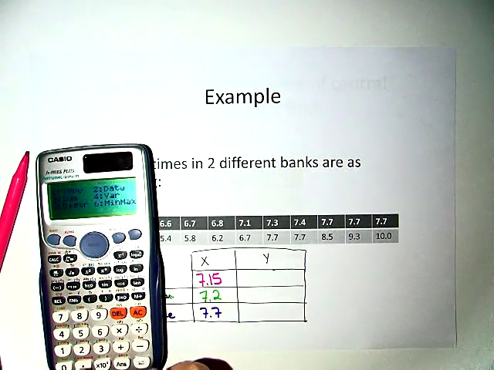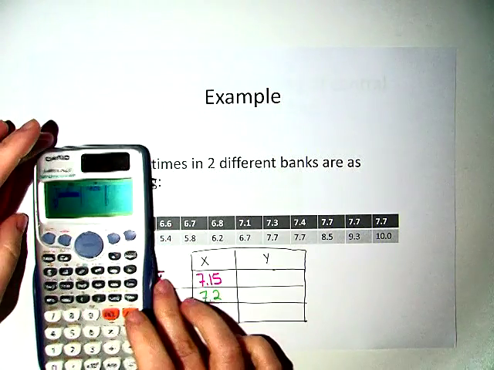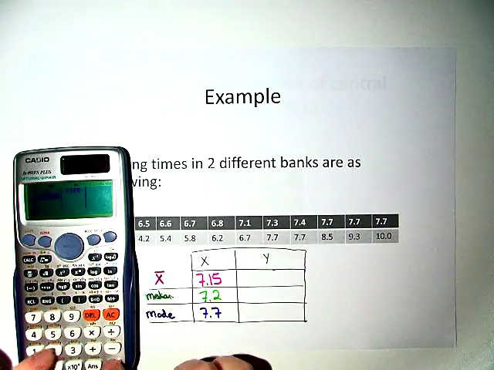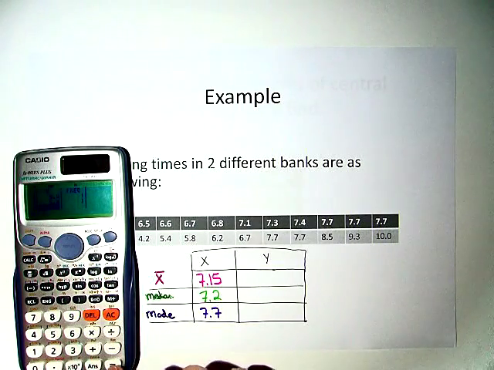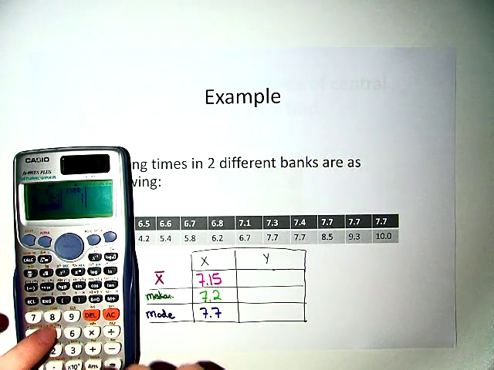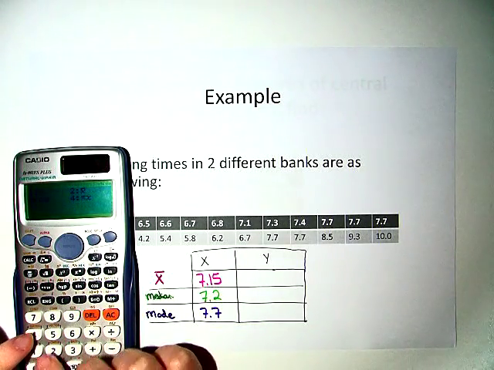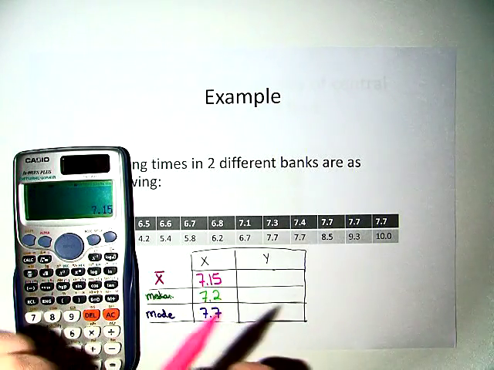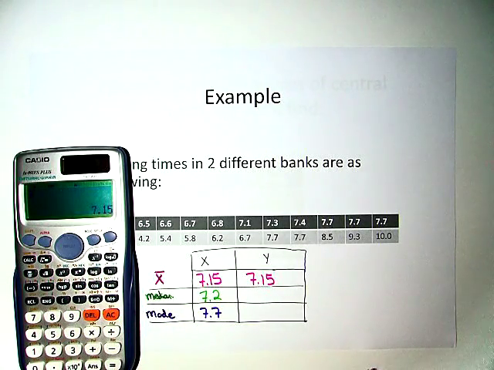So we have to go into our data and clear it out. We're going to put it in very carefully so we don't have any more mistakes. We start out at 4.2, 5.4, 5.8, 6.2, 6.7, 7.7, 7.7, 8.5, 9.3, and 10. So this had quite a range to go with. So it'll be interesting to see how the data stacks up. We do the average, and we find that the average is 7.15. So we're still looking at the exact same average between the two banks.